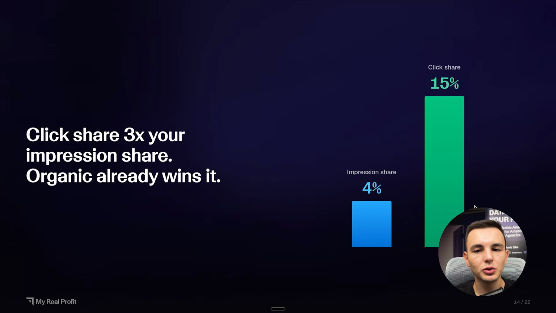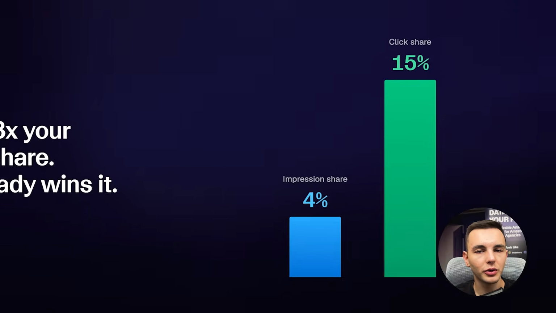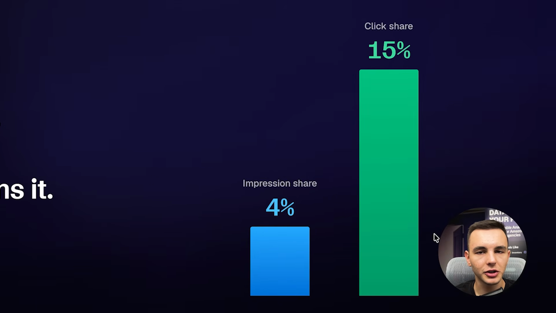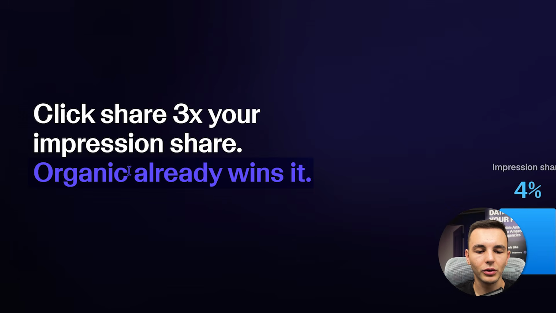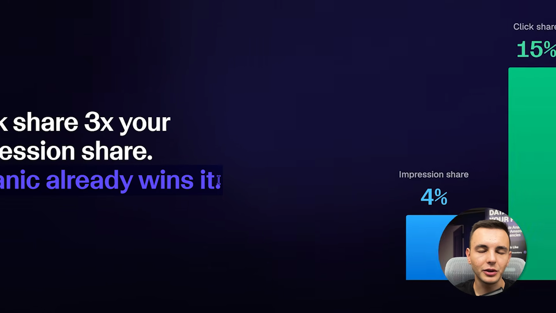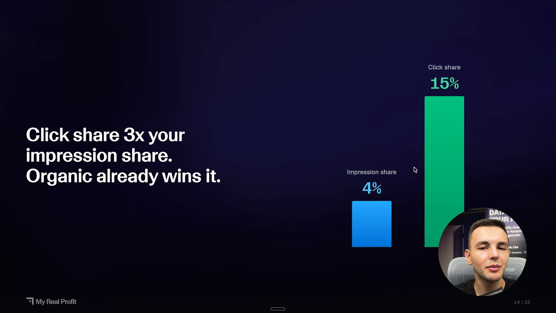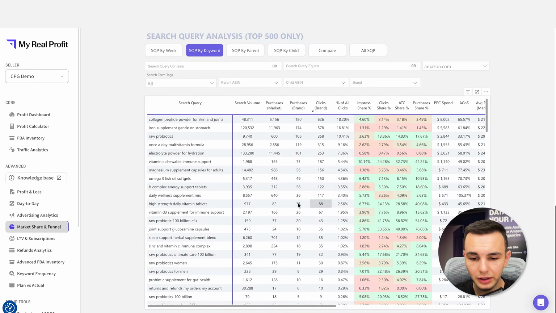So we need to look for the keywords where your impression share and your click share are different. If your click share is 2x or 3x or more higher than your impression share, that means your organic already wins it. And your additional ad spend is just cannibalizing those additional sales. So here's what you need to do. Look for the keywords where your click share is much higher than impression share and try to cut your ad spend.